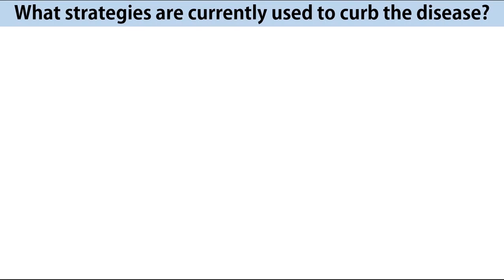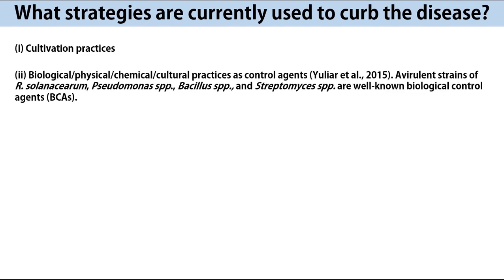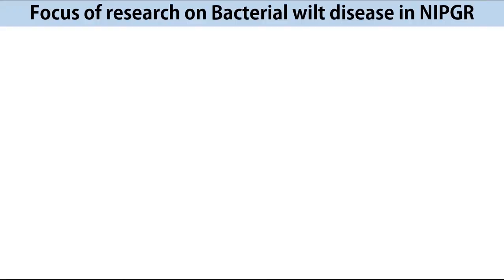What strategies are currently used to curb the disease? Cultivation practices. Biological, physical, chemical, and cultural practices as control agents. Avirulent strains of Ralstonia solanacearum, Pseudomonas species, Bacillus species, and Streptomyces species are well-known biological control agents. Resistant genotypes. Transgenic systems.